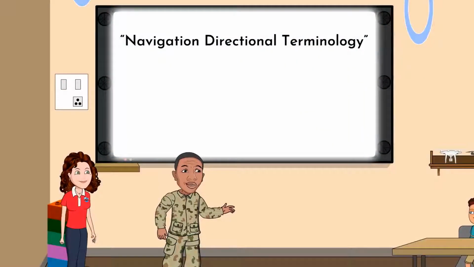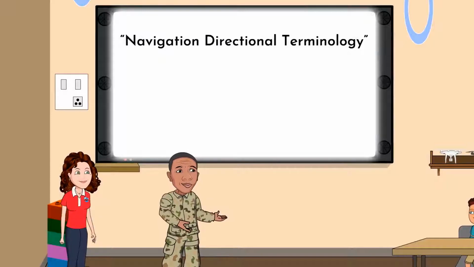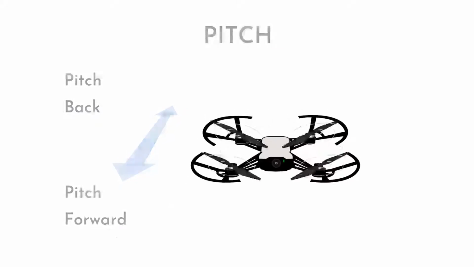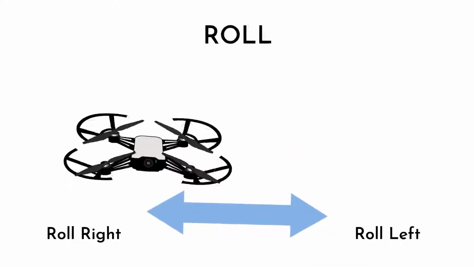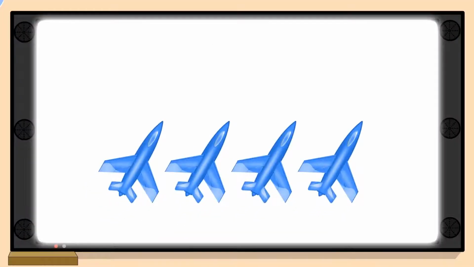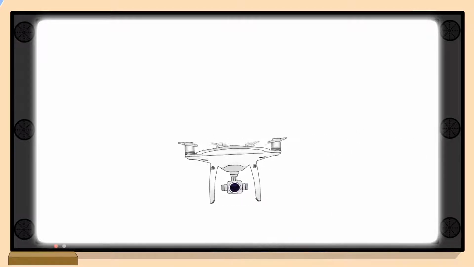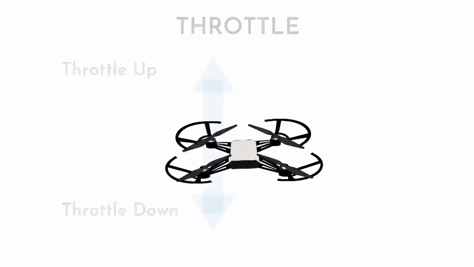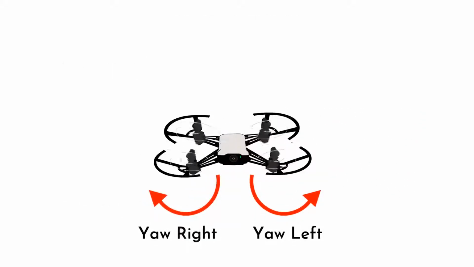So getting back to our directional terms, the terminology, flying forward and backward is called pitch. Flying side to side is called roll. It's called this because an airplane, like a fighter jet, actually rolls, but a quadcopter just dips a little bit in a sideways direction. And a drone flying up and down is called throttle. A drone turning left or turning right is called yaw.